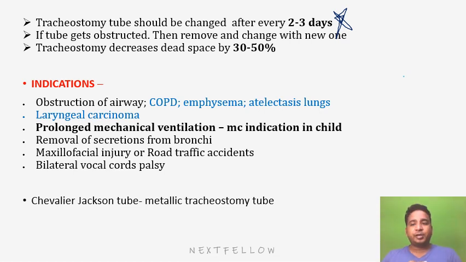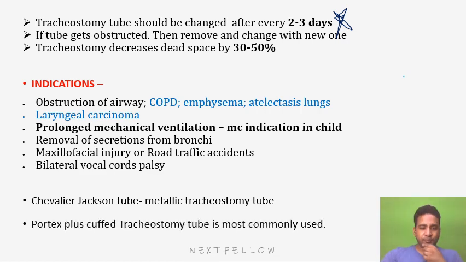Nowadays, the preferred tracheostomy tube is the Portex plus cuffed tracheostomy tube. Cuff means there is a balloon over the lower part into which we can insert air, so that it will fix the tube in the trachea and prevent the secretions from the upper part of the body, that is the oral cavity or oropharynx, from trickling down into the lungs. So in that way the cuffed tube is helpful. So the Portex tube is the most common.